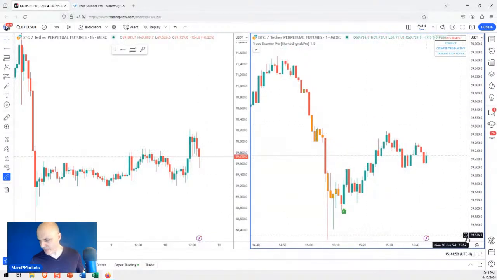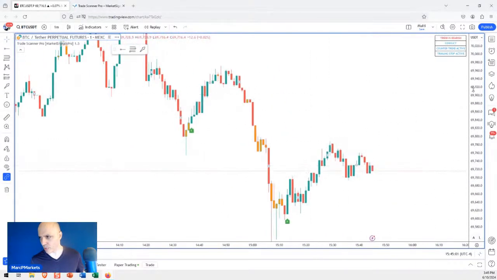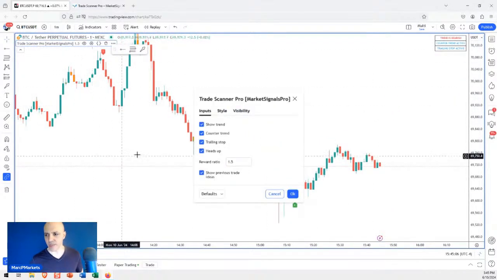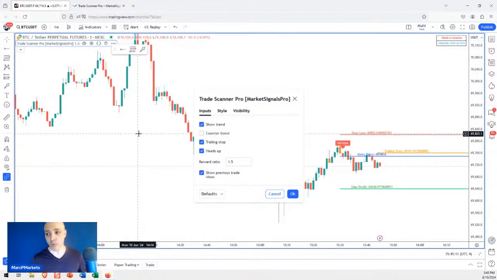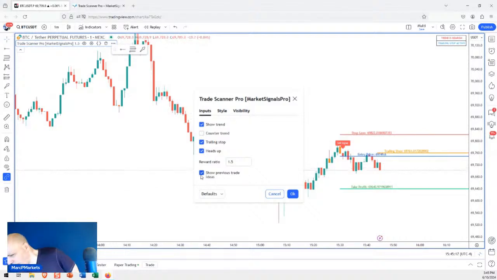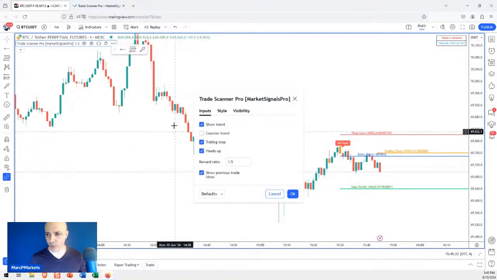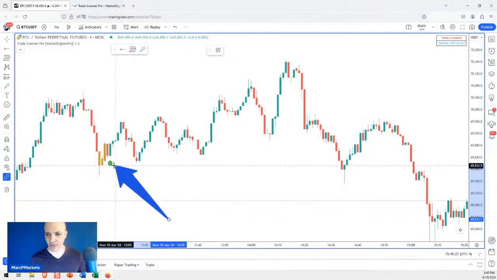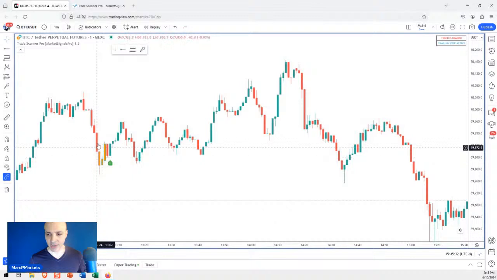Now, let me expand this chart real quick. This is the 1 minute chart because I want to point out a couple of things here. This is the settings panel, and you're going to use this a lot, so you should be familiar with what's on it. First, we have this, okay? Show previous trade ideas. That shows historical trades, so that puts historical trades on the chart. So this is a historical trade right here. See that little green arrow? That's a historical trade. What's cool about that is you kind of have an idea of what the outcome was, or if there was any profit potential in it.